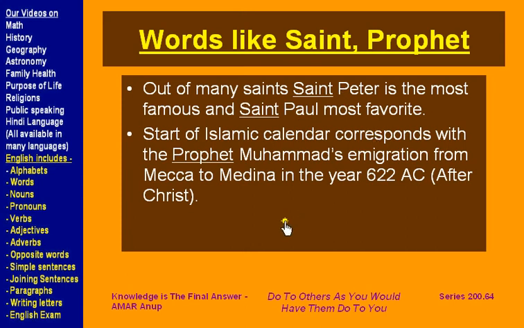Another example. Start of Islamic calendar corresponds with the Prophet Muhammad's immigration from Mecca to Medina in the year 622 AC. AC means after Christ. So here the P in the word prophet is capitalized. So the name of saints and prophets, the first alphabet is capitalized.